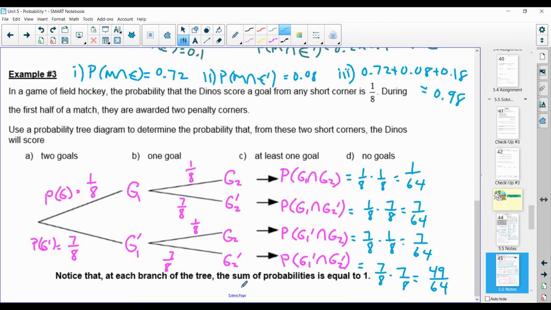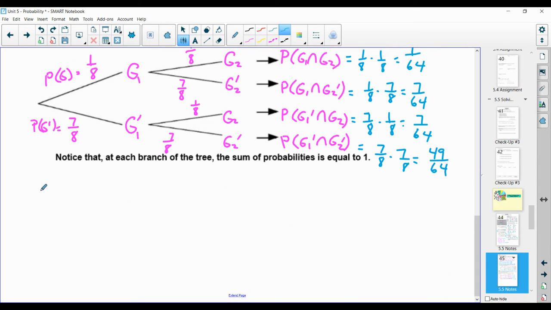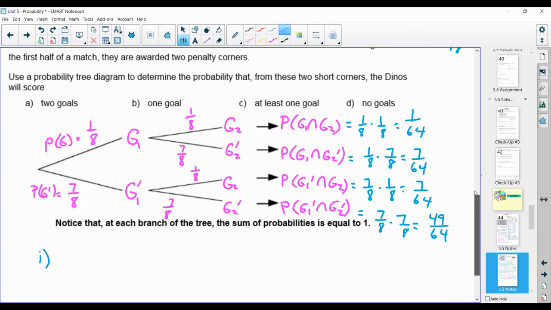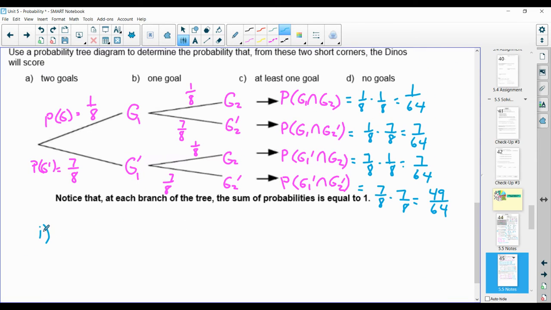So let's take a look at our actual probabilities here. Probability number 1 was asking us for the probability of making 2 goals. So the probability of making 2 goals was the probability of goal 1 and goal 2. That's going to be 1 over 64. The next one says the probability of making just 1 goal. So that means we either get a goal and miss a goal, or we miss a goal and get a goal. So this one's going to be 7 over 64 plus 7 over 64, which equals 14 over 64, and reduced, that would be 7 over 32.